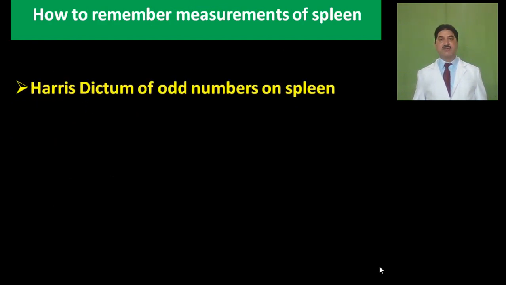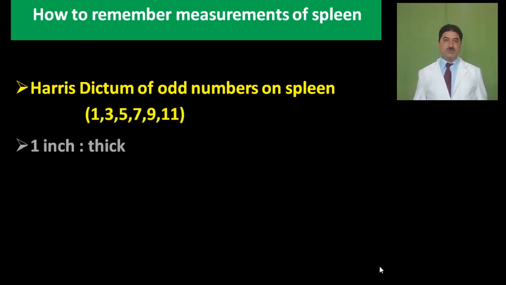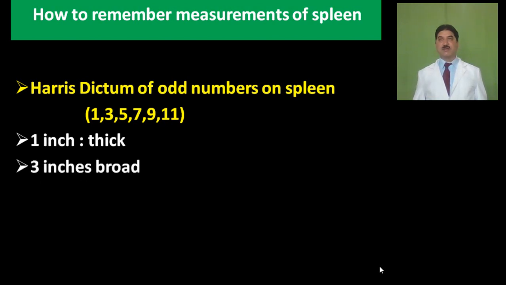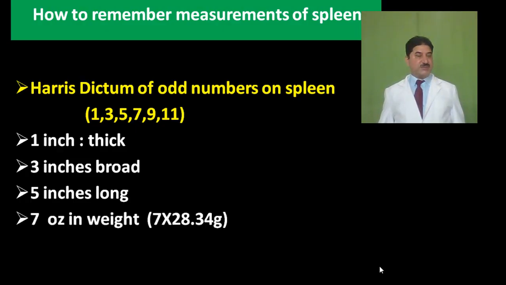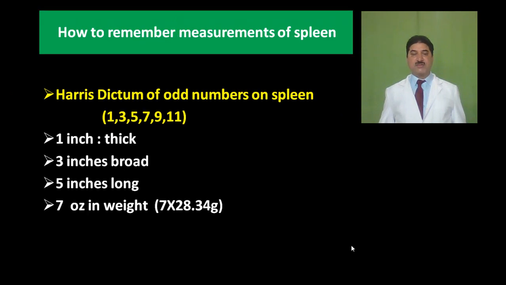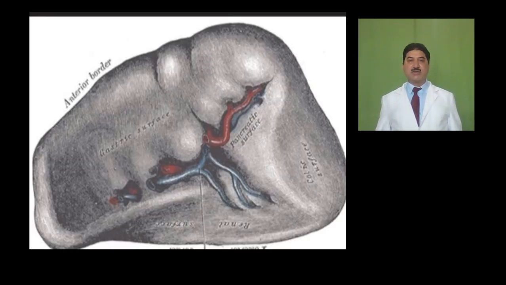How to remember measurements of spleen? Here is dictum of odd numbers. 1, 3, 5, 7, 9, and 11 can be used to remember the features of spleen. It is 1 inch thick, 3 inches broad, 5 inches long, 7 ounces in weight. 1 ounce is equal to 28.34 grams. It is related to 9th to 11th rib. Its long axis passes along the long axis of 10th rib.